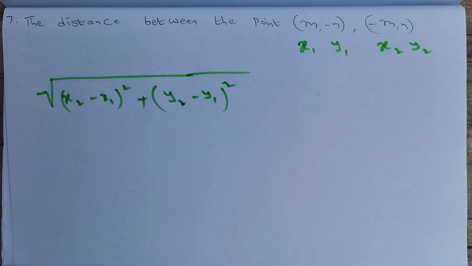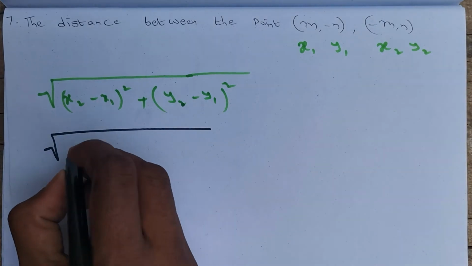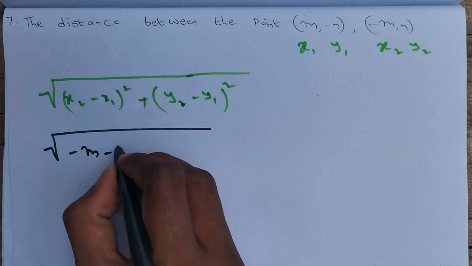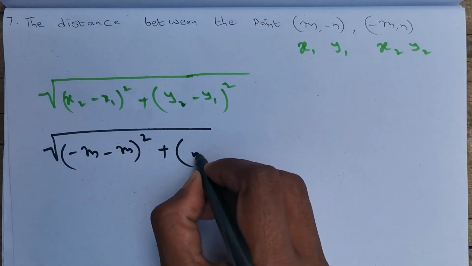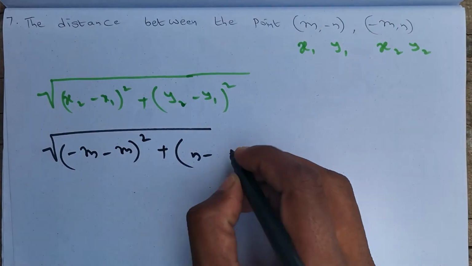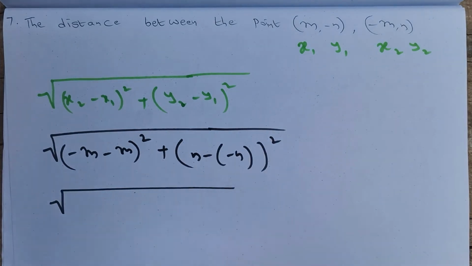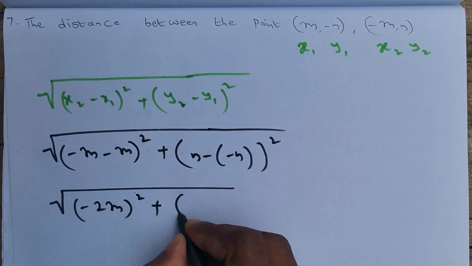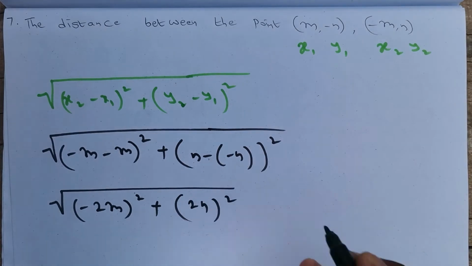We know x1 y1 x2 y2. Let us substitute then. Under root, x2 is minus m minus x1 m, whole square, plus y2 n minus y1 minus n, whole square. So we get under root minus m minus m is minus 2m whole square, plus minus into minus is plus, so n plus n is 2n whole square.